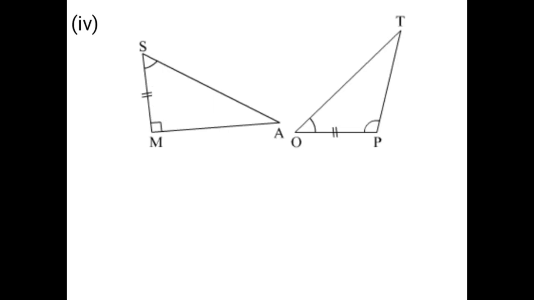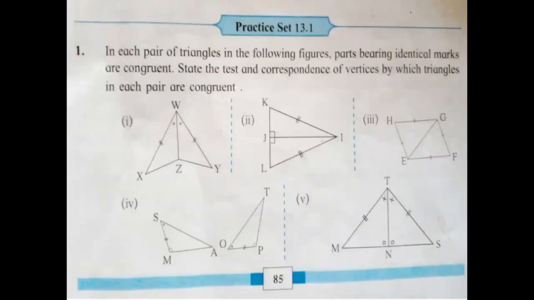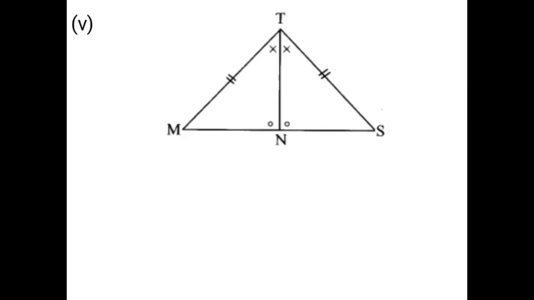So you have to write the answer now. Triangle SMA is congruent to triangle OPT by angle side angle test, which means ASA test, under SMA corresponds to OPT. Now only the last sum is left of this practice set to state the test of the congruence of triangles. Observe this figure and state the test of the congruence of triangles.